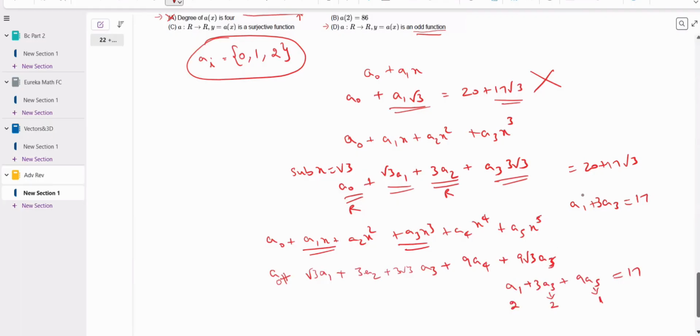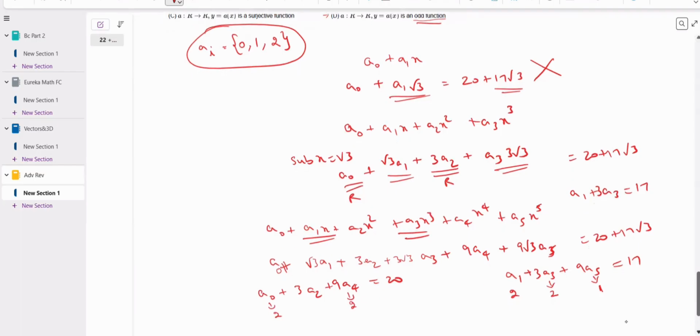Okay. 9 plus 6, 15 plus 2. So we have to ensure that the other coefficient, 20 plus 17 root 3, was totally achieved. Whether 20 is being achieved as well, that's what we need to check. So for that, I'll take a naught, 3a2 plus 9a4 to check for 20's occurrence. If I keep 2 here, 9 twos are 18 and 2 here, that is enough, no? Yes, sir.